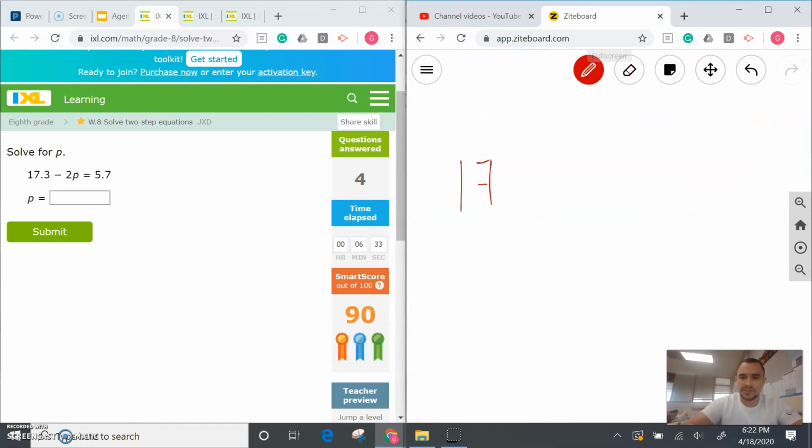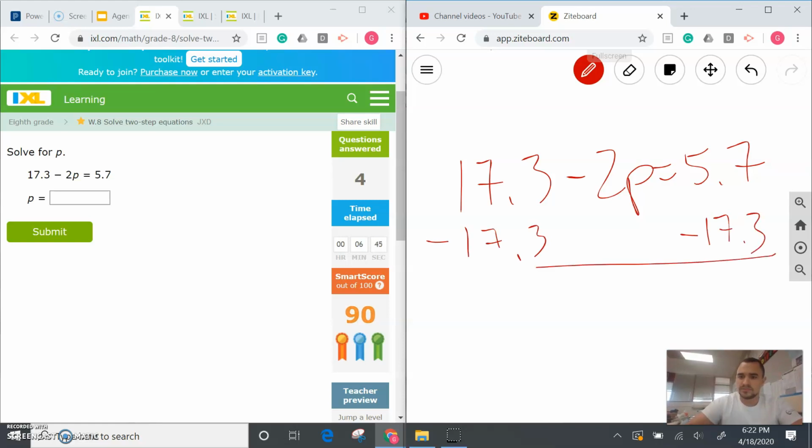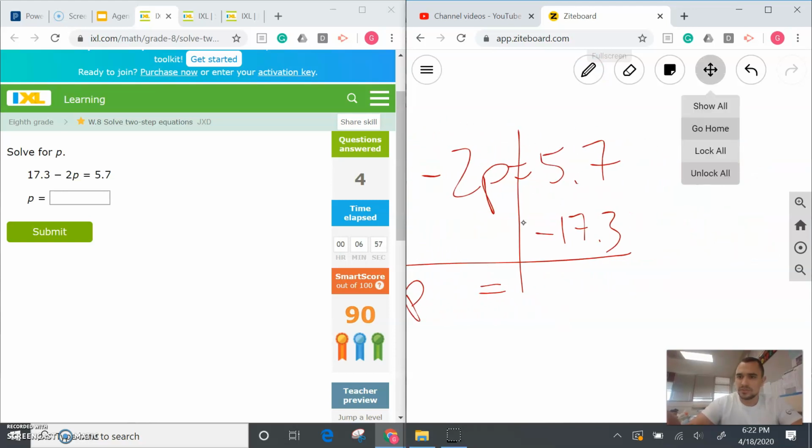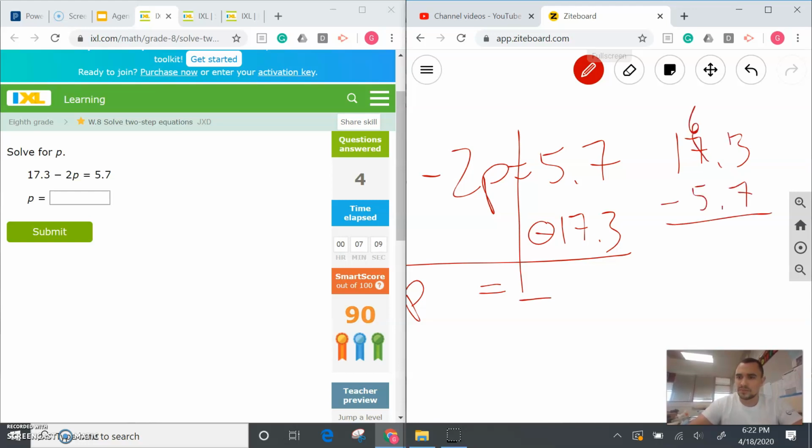So let's take a look. 17.3 minus 2p equals 5.7. Well, I got numbers here and numbers here. So I can take away 17.3 from both sides. So I have -2p equals, and then let's go ahead and flip this real quick. I know my answer needs to be a negative because this is a bigger number, but I'm just going to flip this just so I know what my numbers are. 17.3 minus 5.7 should be 11.6.